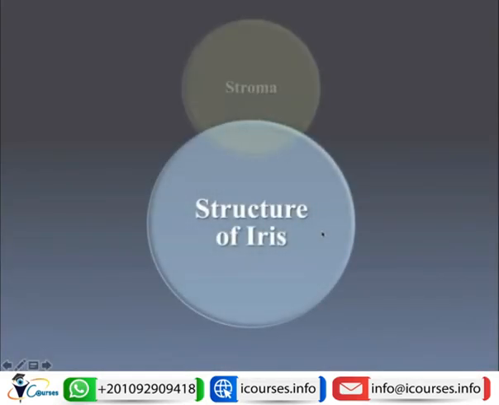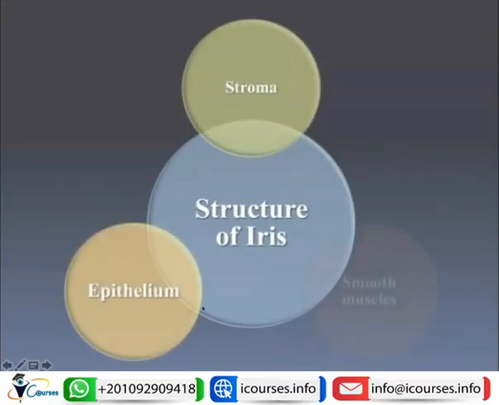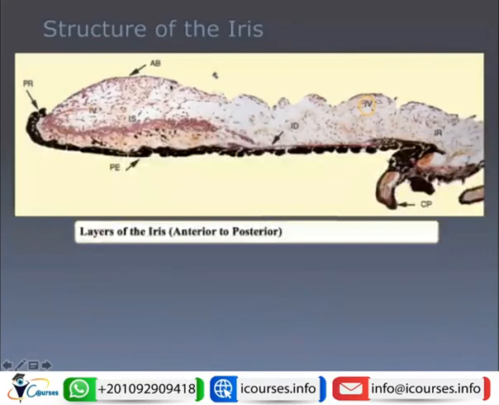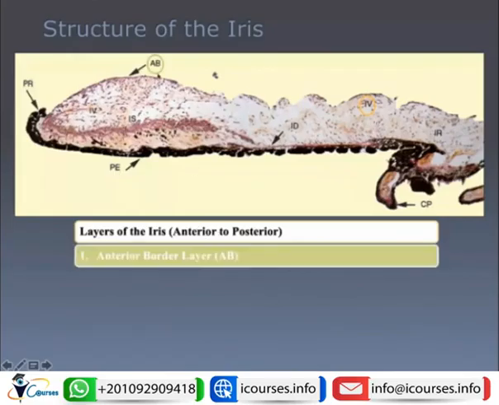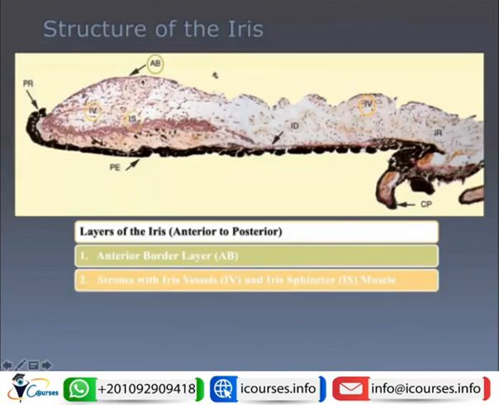So let's now talk about the structure of the iris. The iris is formed from stroma, epithelium, and finally smooth muscles. If we have here a section of the iris, let's see the arrangement of the iris layers from anterior to posterior. The first one is called the anterior border layer. It is like a condensation of the anterior stroma, a very thin layer, followed by the stroma of the iris.